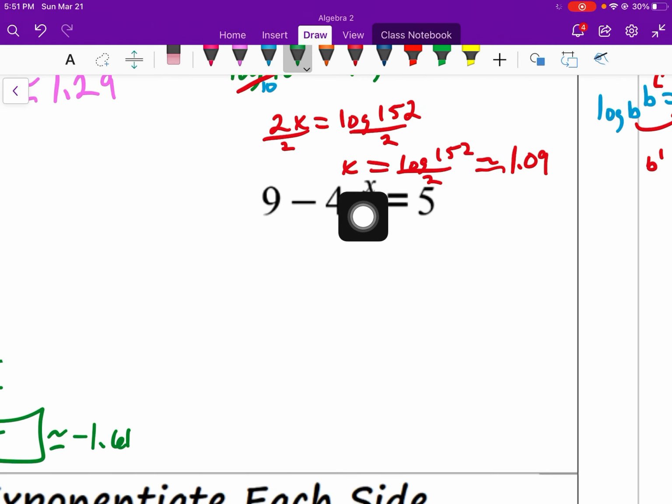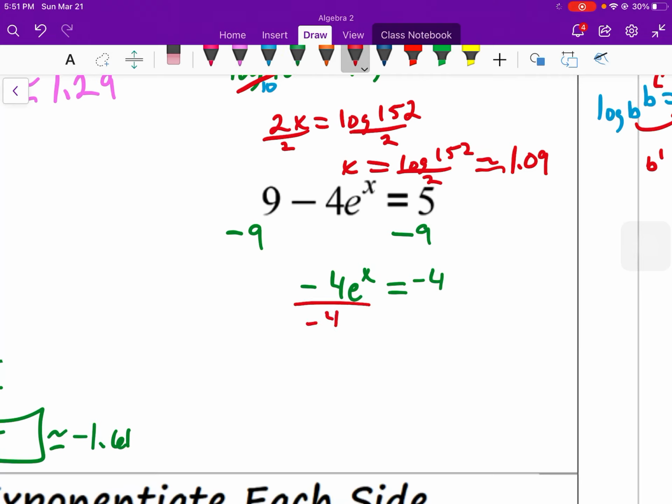Again, in this case, we're isolating for x, so inverses. It's a positive 9, so we need to subtract 9 from both sides. Negative 4 times e to the x equals negative 4. So we can divide both sides by negative 4. Therefore, e to the x equals 1. That's a positive 1.